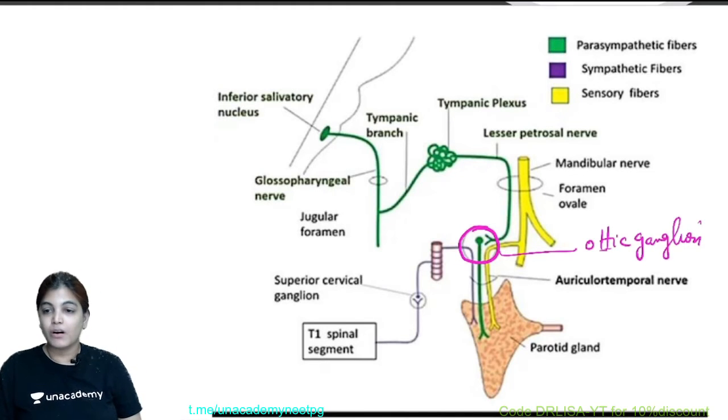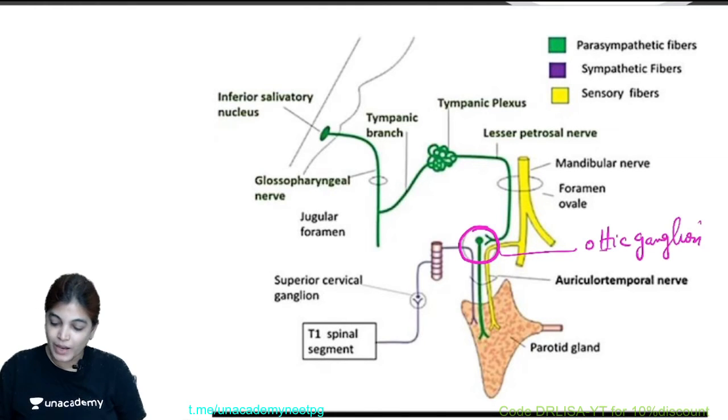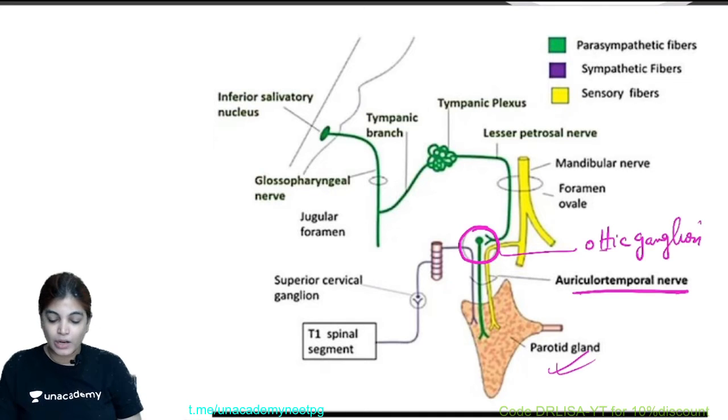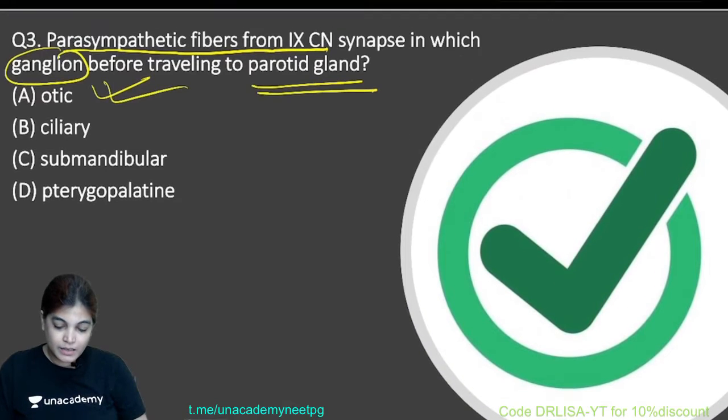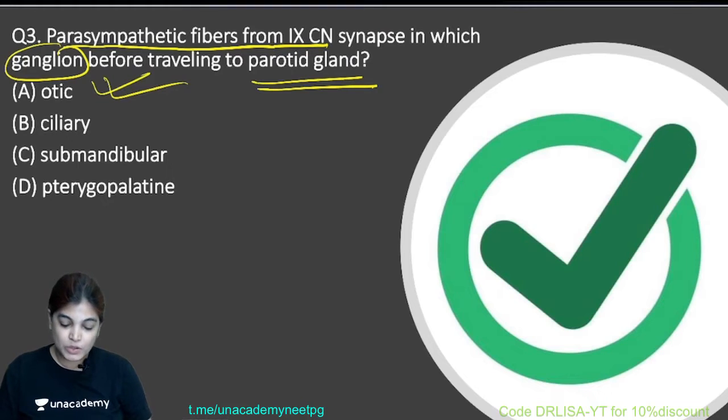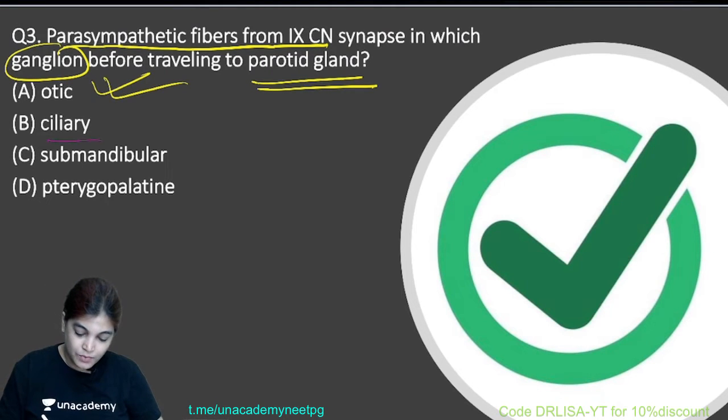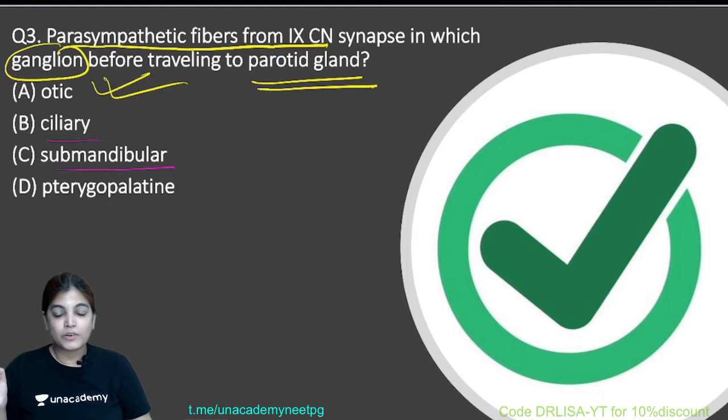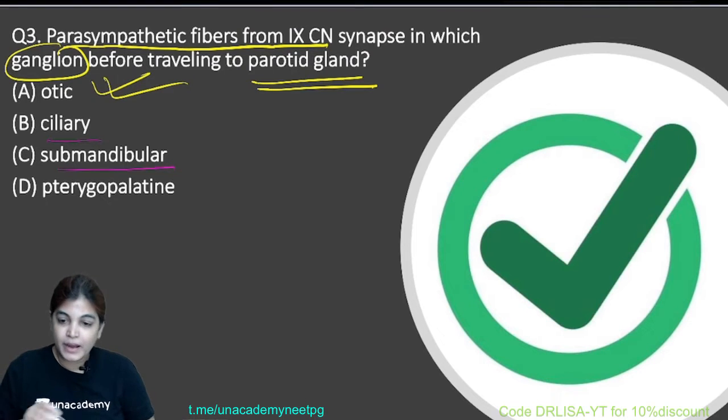The parasympathetic branches will cross the otic ganglion, and postganglionic fibers will arise and, through the auriculotemporal nerve, will supply the parotid gland. No doubt about this. Now moving to the other options provided in the MCQ: the ciliary ganglion supplies the sphincter pupillae and ciliaris muscles. The submandibular ganglion is required for secretomotor fibers to the submandibular gland and the sublingual gland.